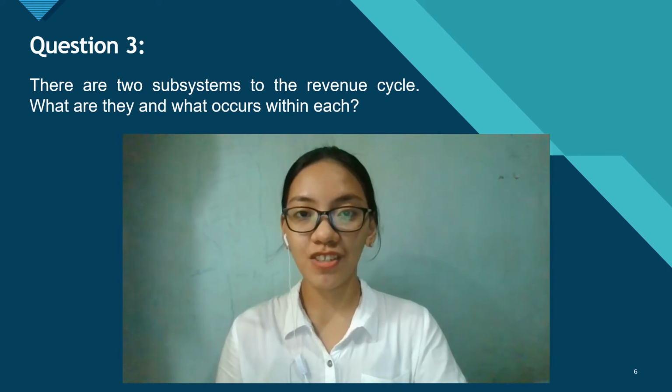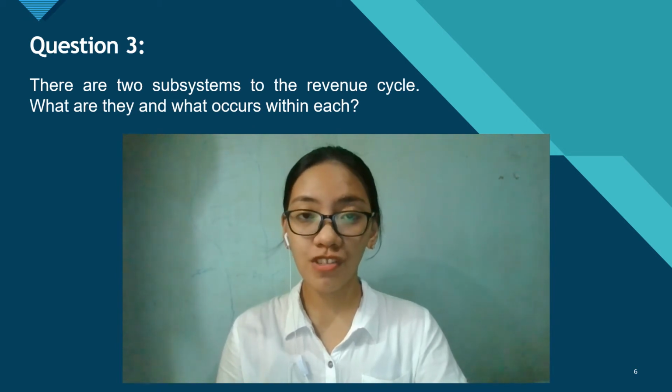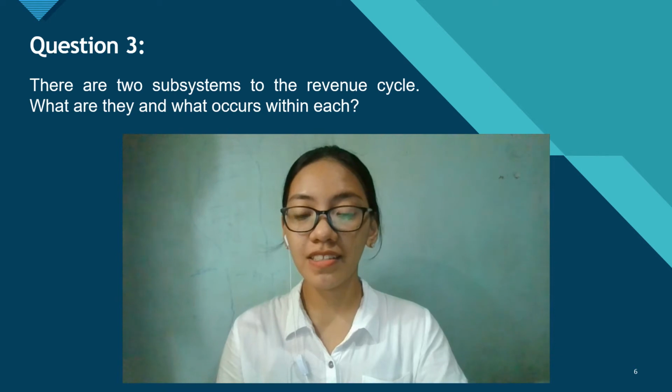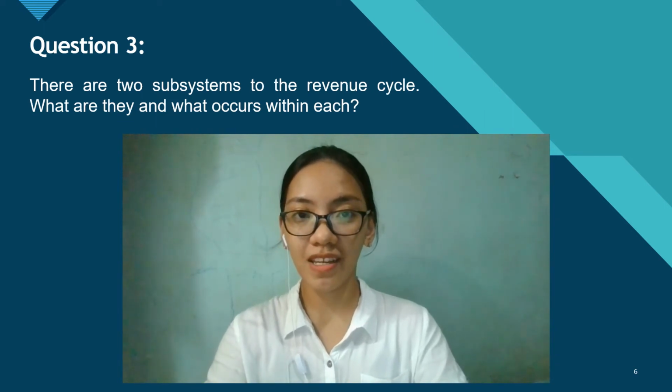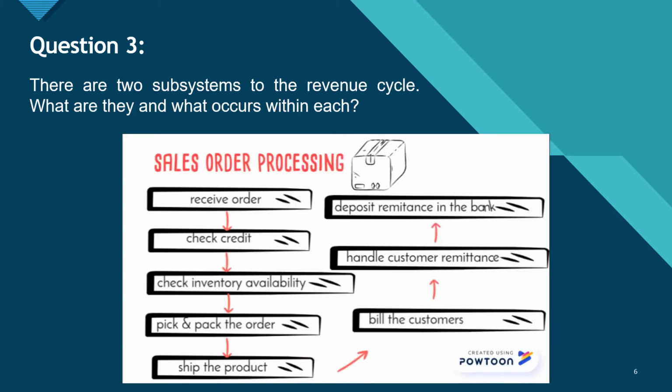Revenue cycle transactions also have a physical and a financial component, which refers to the 2 subsystems, which are the sales order processing subsystem and the cash receipts, which are both processed separately. The sales order processing subsystem is responsible for receiving orders, checking credit, checking inventory availability, picking and packing the order, shipping the product, billing the customers, handling customer remittance, and depositing remittance in the bank.